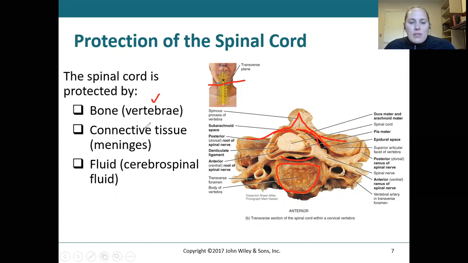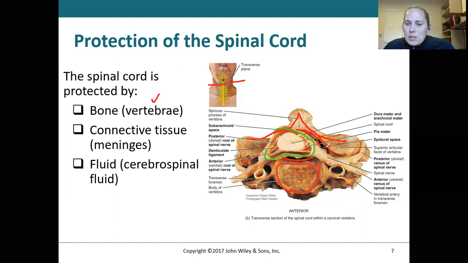Next, we have the connective tissue, the meninges. The meninges are the coverings for the nervous system. We'll see that the meninges cover not only the spinal cord, but also have the same orientation and organization in the brain as well. So when we look at this, you can see that this covering is right around the outside of the spinal column.